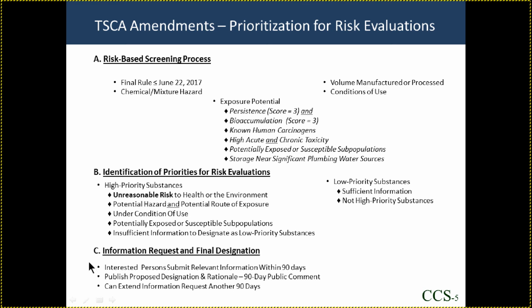And the bottom line is that EPA has concluded that it's an unreasonable risk to health or the environment. That's an "or," not an "and," that it has potential hazards and potential exposure routes that are of concern either to human health or the environment. So there is a criteria here for a high priority substance. The bottom one is that there's insufficient information to designate it as a low priority. That would make it an automatic classification of high priority, because under this law EPA can request manufacturers, processors, and importers to provide the data that's necessary.